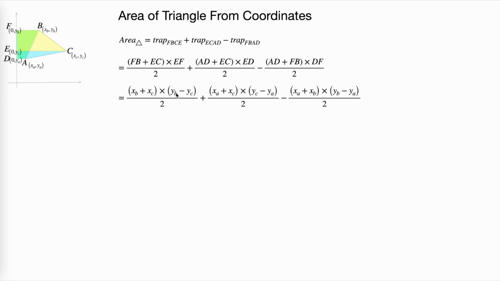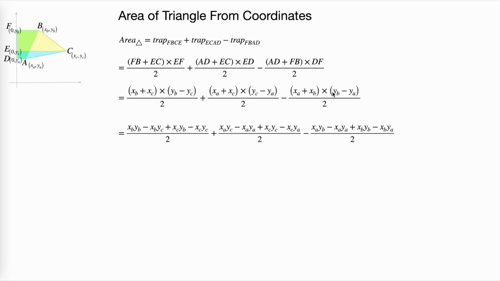I'm going to multiply these. I have to FOIL this. So the XB multiplies the YB. Then the XB multiplies the negative YC, giving us negative XBYC. Then the XC multiplies the YB, giving us XC times YB. Then the XC multiplies negative YC, giving us negative XCYC. The XA multiplies the YC over here, so we have XA times YC. The XA multiplies the negative YA, giving us negative XAYA. The XC multiplies the YC, giving us XC times YC. Then the XC multiplies the negative YA, giving us negative XC times YA. And all of that's divided by 2.